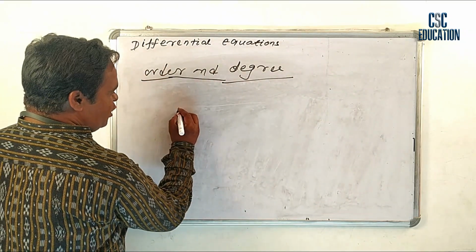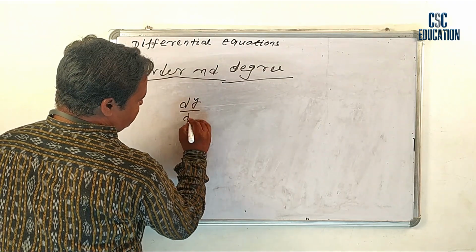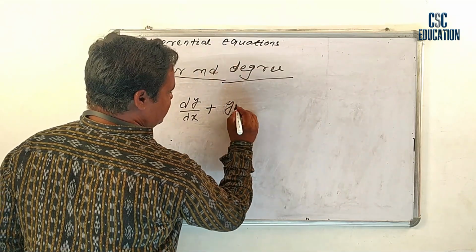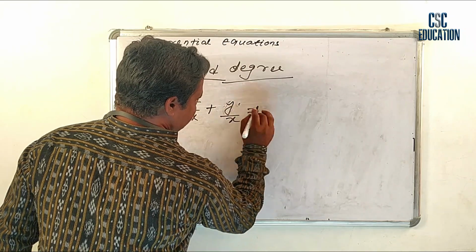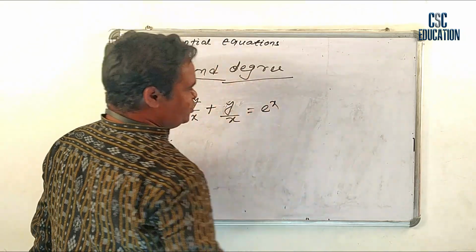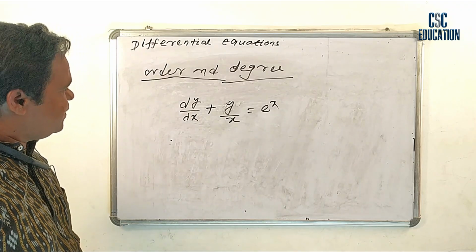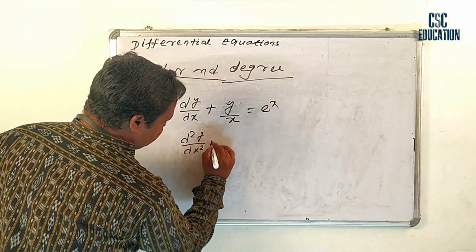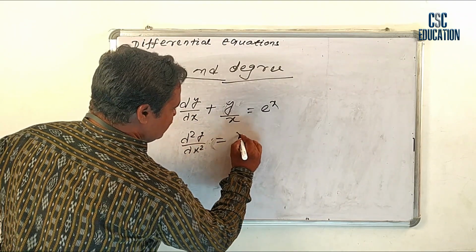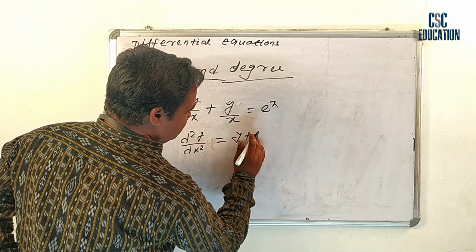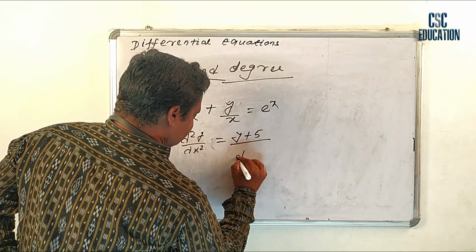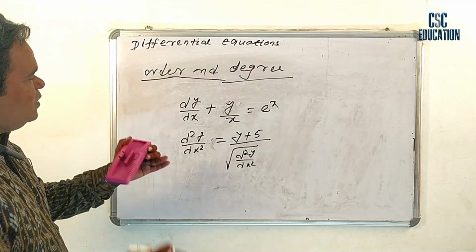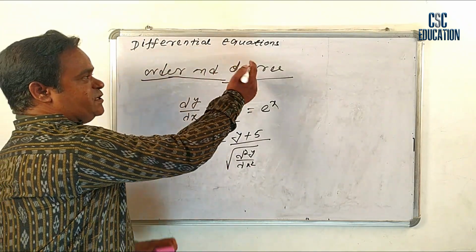For example, suppose dy by dx plus y by x equals e to the power x, suppose. That is a differential equation. Okay. Here another example is, suppose, d2y by dx2 equals y plus 5 divided by d2y by dx2 under the root. Okay. First of all, these are the two examples. I have another definition, the degree.